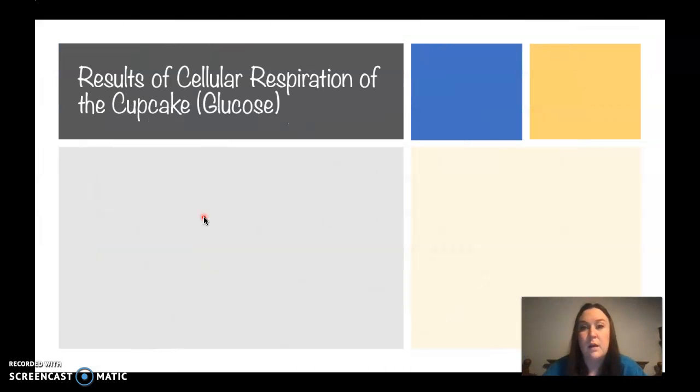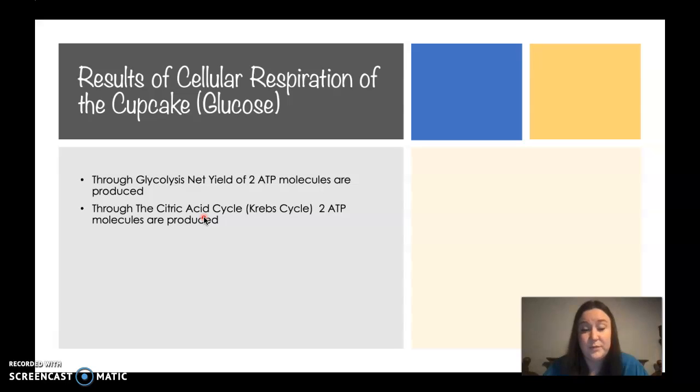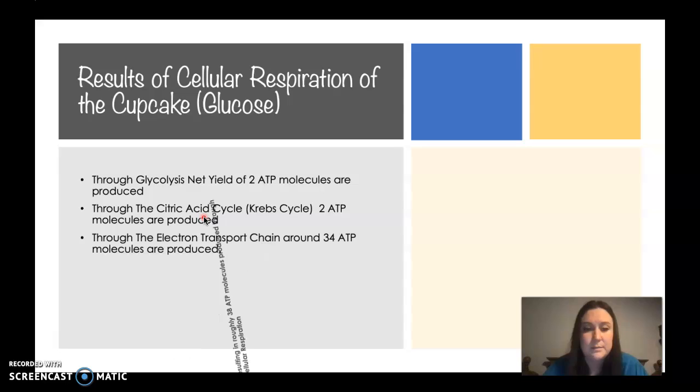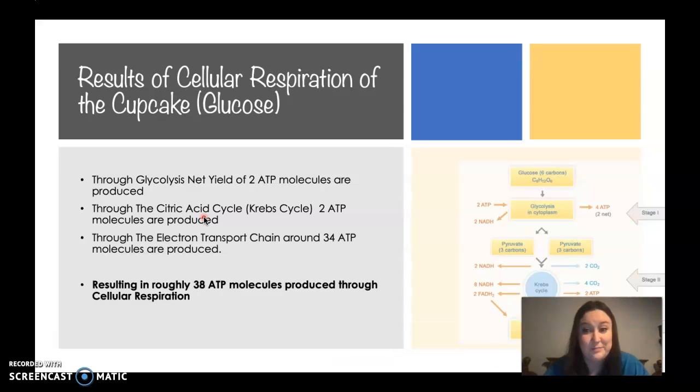And so the results of the cupcake. Through glycolysis, we had a net yield of 2 ATP molecules. And then in the citric acid cycle, the Krebs cycle, we had 2 ATP molecules. And then in the electron transport chain, we got around 32 to 34, normally a rough number, that are produced. So overall, we're resulting in roughly 38 ATP molecules produced through cellular respiration.